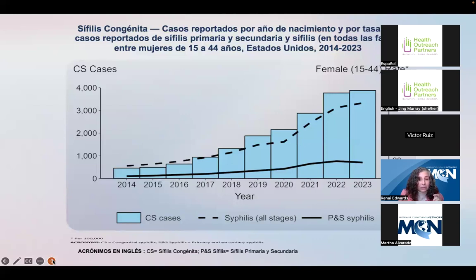The dotted line shows the growth in all stages of syphilis among women, and the solid line at the bottom shows the growth of primary and secondary syphilis during this time period. We'll dig in deeper, as Victor said, on syphilis staging and what that means for pregnant women and risks of vertical transmission, or mother to baby, in the next webinar in the series next week. Next slide.